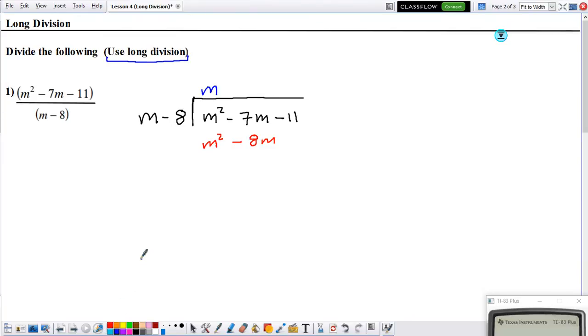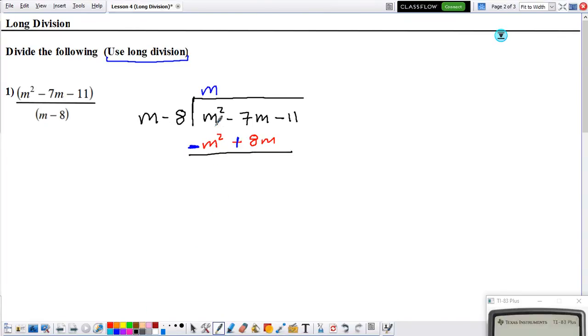Now, when we're doing long division, this is pretty important, so I'm going to point it out: once you're done multiplying, you got to change the sign. So here, m squared is a positive. We're going to change that into a negative. And here, negative 8m is negative. So we're going to place that into a positive. We're always going to do that when we're talking about long division.